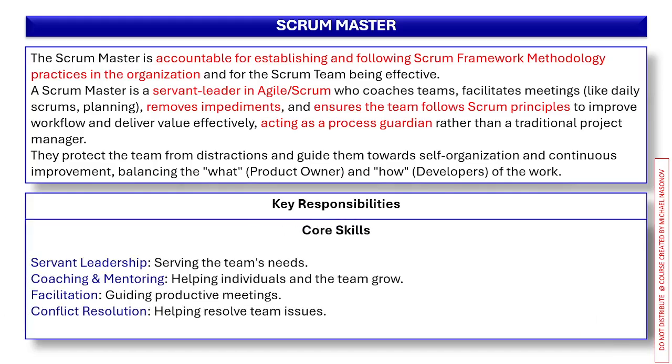Core skills of the Scrum Master. Servant leadership means a Scrum Master is serving the development team or Scrum team, coaching and monitoring, facilitation for meetings. The Scrum Master is the only person who is allowed to run meetings in Agile and Scrum methodology adaptation. And conflict resolution, ideally supposed to resolve any kind of team issues if such exist.